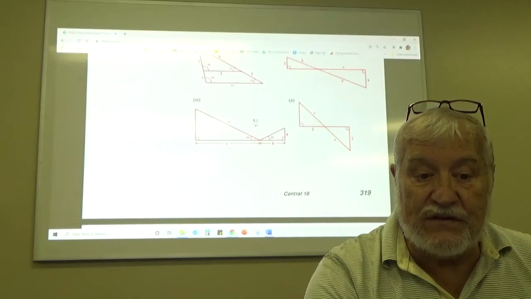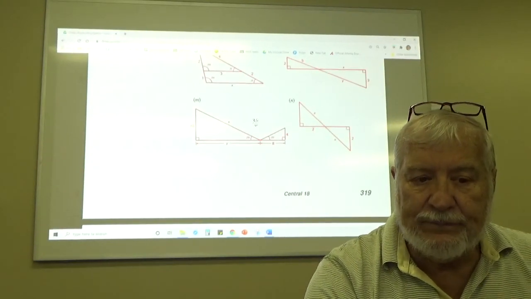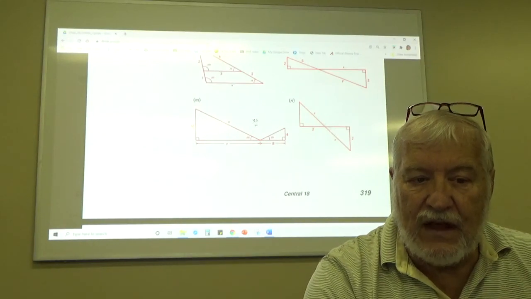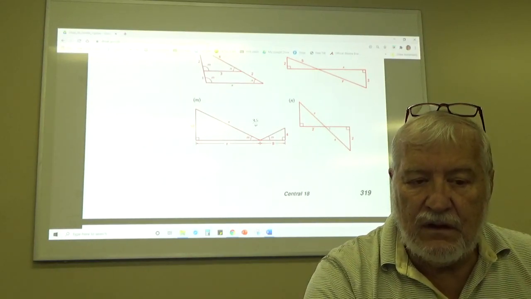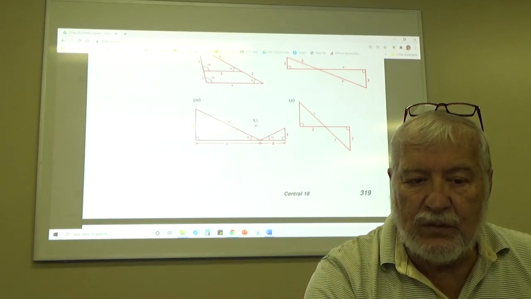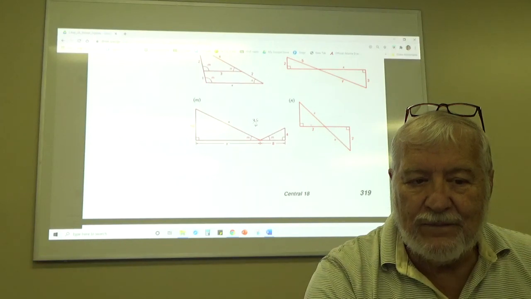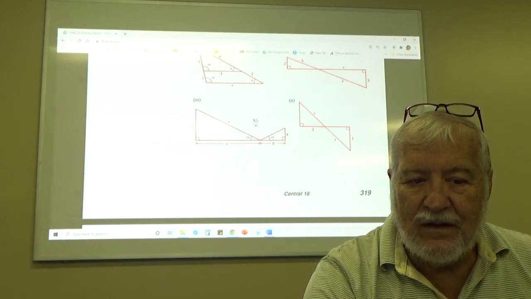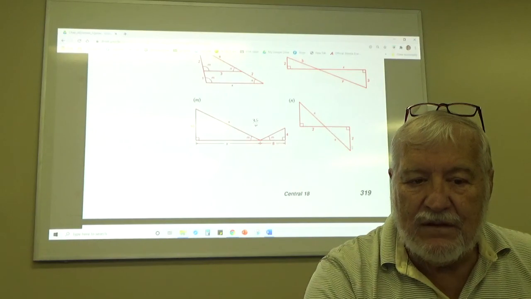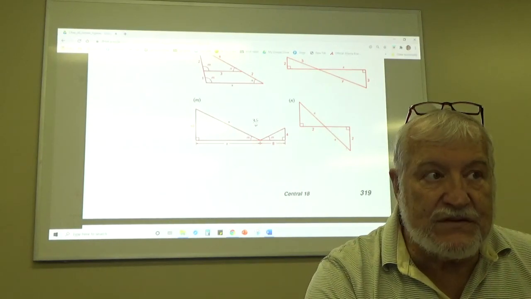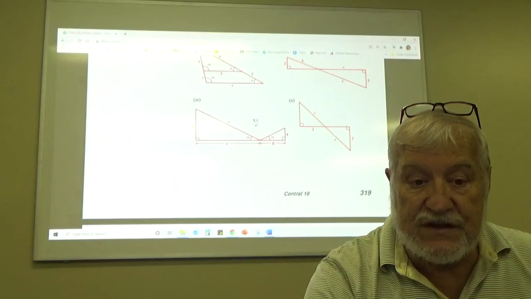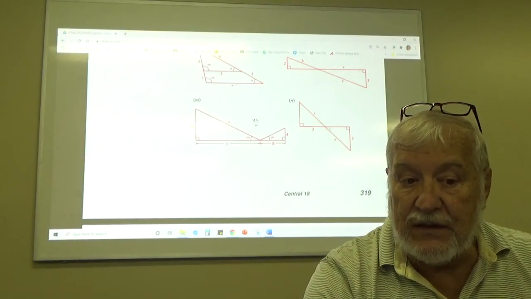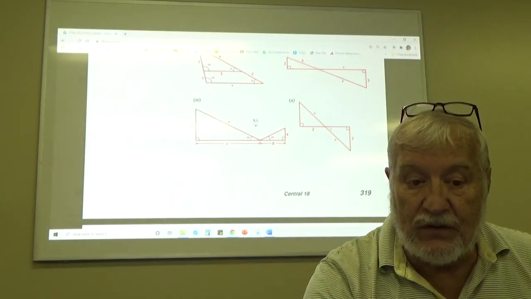Okay, so now let's look at this one. Here I've got an angle. Oh, that's weird, isn't it? All right. These two angles are the same. These angles on the other side are no choice because it's 180 minus 90 minus whatever the vertical angle is.